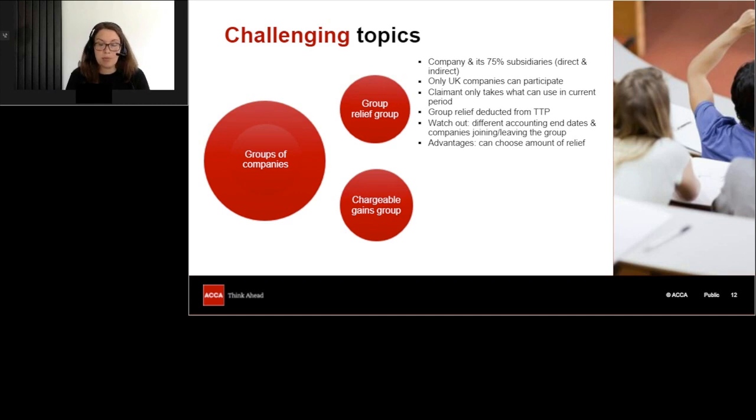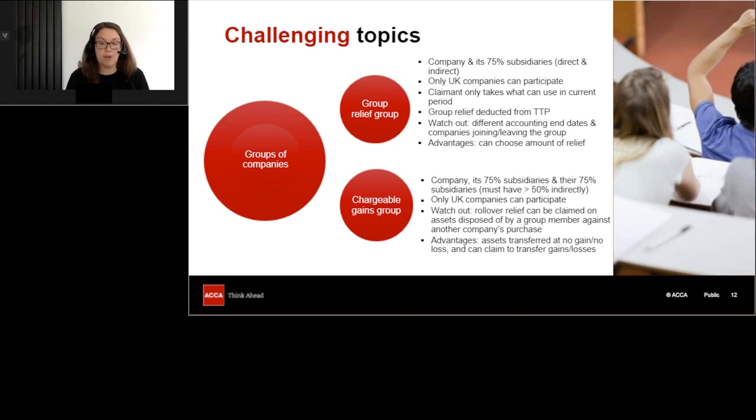The second type of group that you might come across then is the chargeable gains group. And again, it involves a 75% relationship between companies, but you need to be careful as it's not in the same way as we've just seen for group relief groups. Instead, what we're looking for is a link of at least 75% between a parent company and its subsidiary, and so on down the chain. But we need to check that there's an indirect relationship of more than 50% between the top company in the chain and the bottom one for them all to be included in a chargeable gains group.